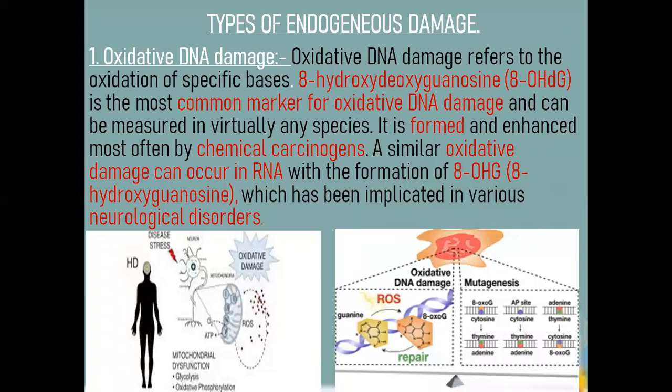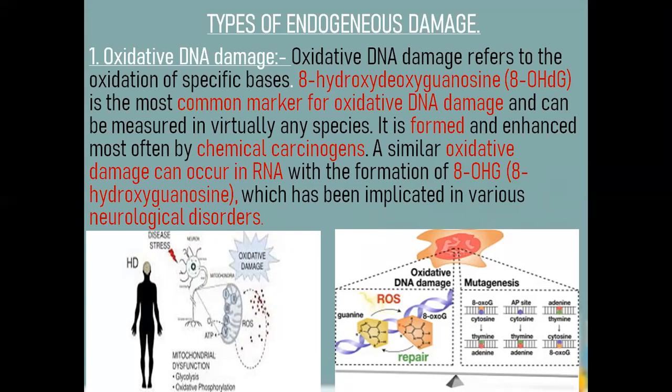Let us see how these agents cause the damage. The first one is oxidative damage. It refers to the oxidation of specific bases such as 8-hydroxy-deoxyguanosine, that is 8-OHdG. If we find oxidation happening with these bases, there will be a conclusion that oxidative damage has taken place. Hence, it acts as the marker for oxidative DNA damage.